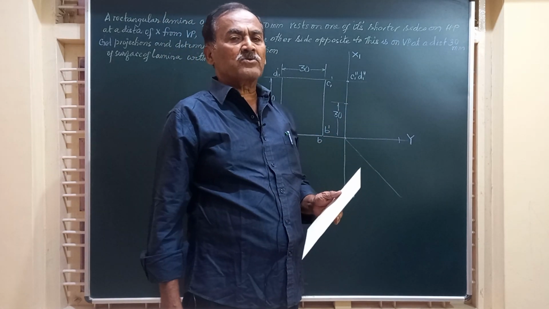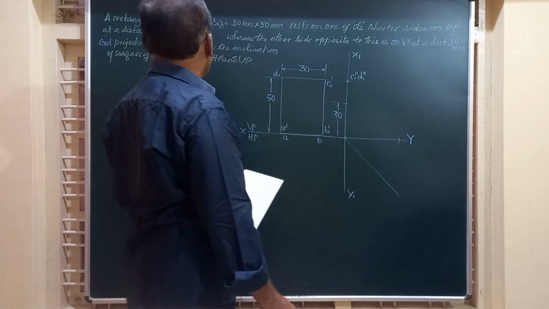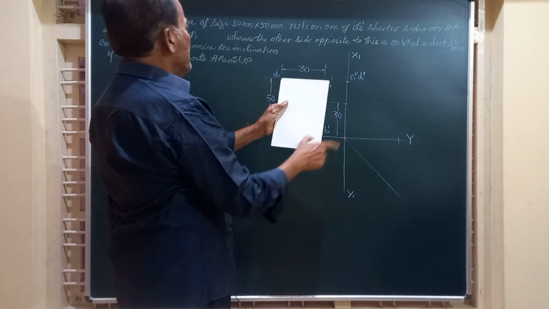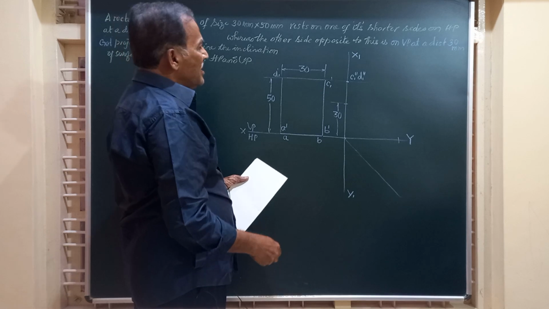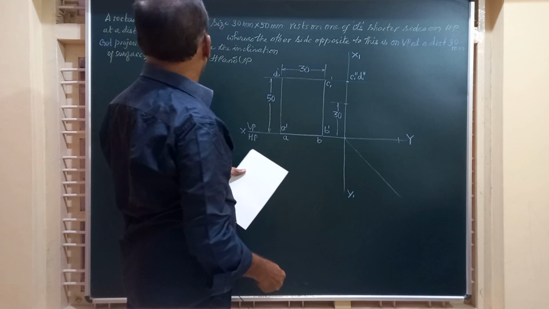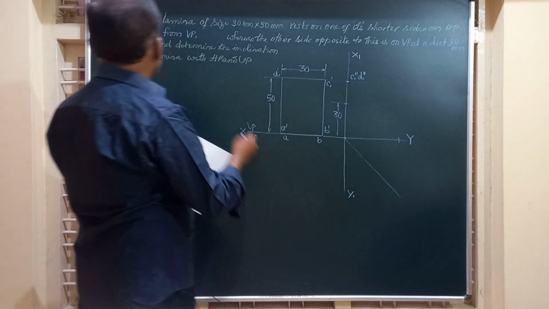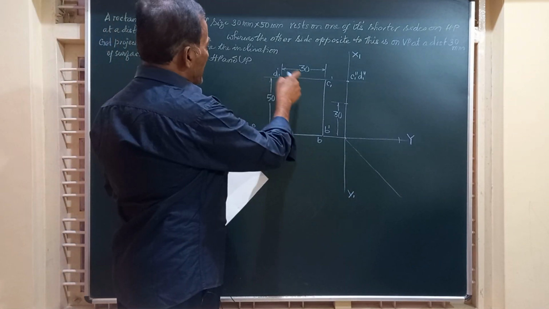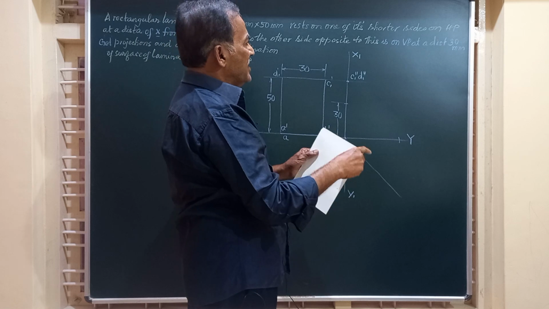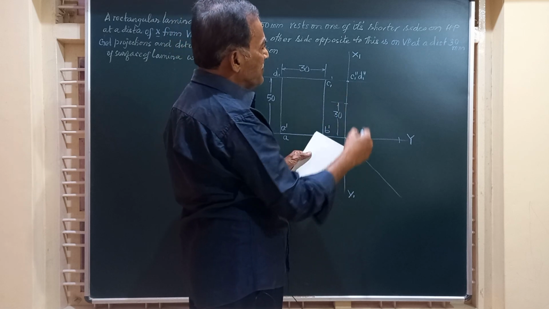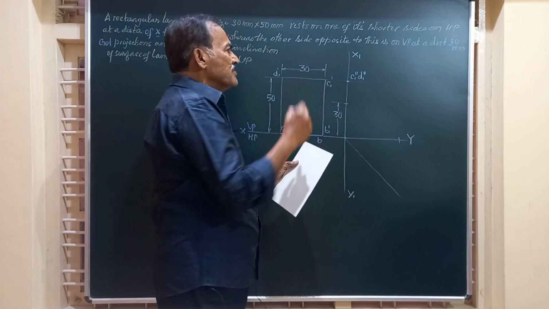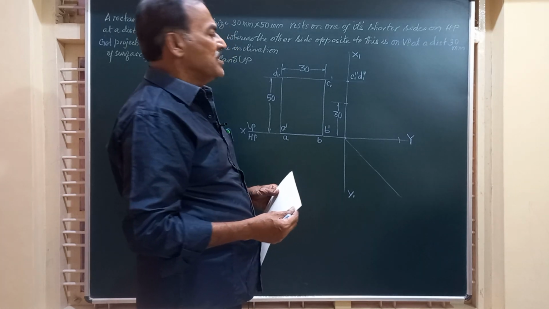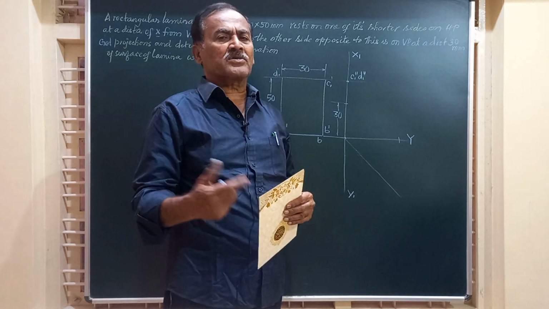So let's see what the question we have for today's video. It reads: a rectangular lamina of size 30 mm by 50 mm rests on one of its shorter edges on HP at a distance of x from VP. We don't know what distance it is, whereas the side opposite to that is on VP at a distance of 30 millimeter above HP. Draw its projections and determine the inclinations of the surface.